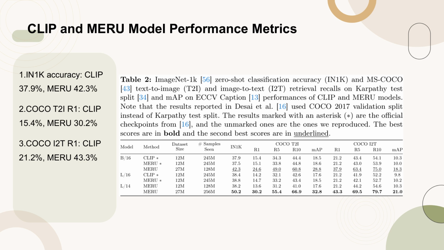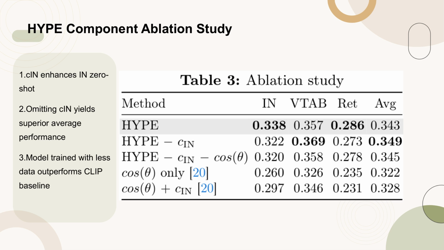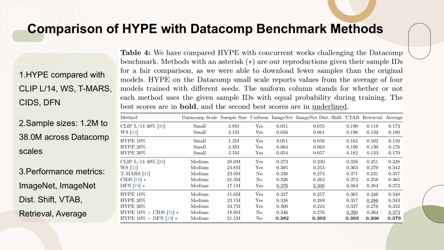Table 3 presents an ablation study of the HYPE method, focusing on the impact of each component on performance. The study reveals that while the CIN component enhances zero-shot performance on the ImageNet dataset, removing CIN results in superior average performance across datasets. Notably, the model trained with significantly fewer data points and seen training samples outperforms the OpenAI CLIP baseline. This suggests that the HYPE method's design allows for efficient use of data, potentially reducing the need for extensive training data.